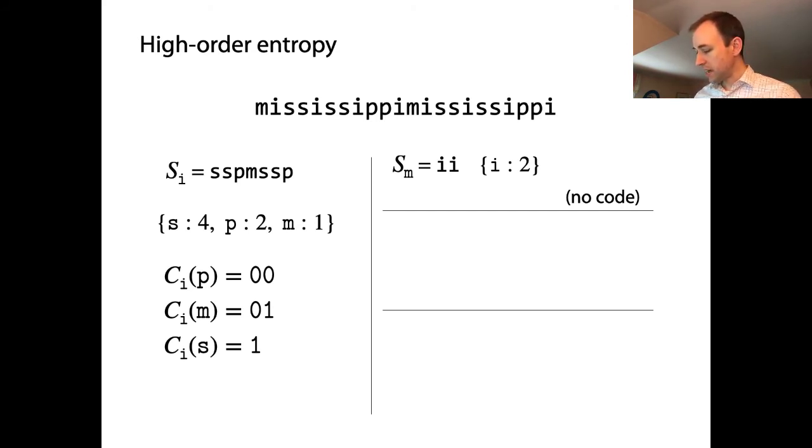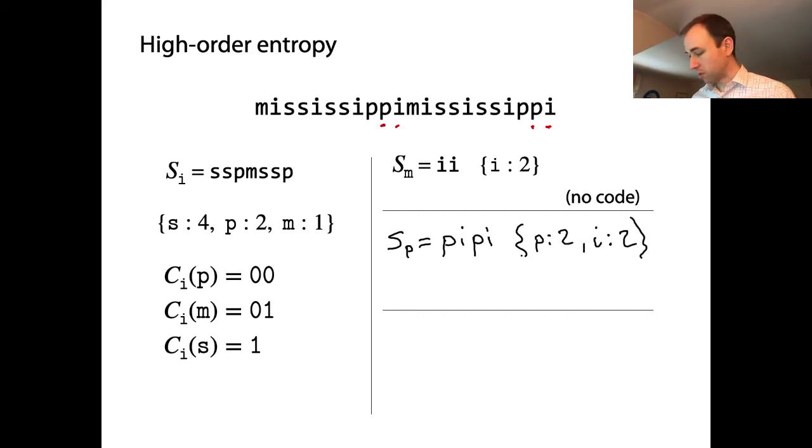All right, so that was I and that was M. Let's do P next. S sub P. Okay, let's see. We got a P, an I, and a P and an I. So it's going to be PI, PI. Okay, nice trivial frequency vector.